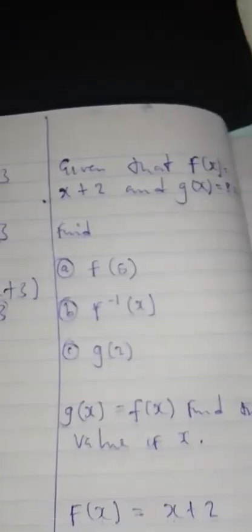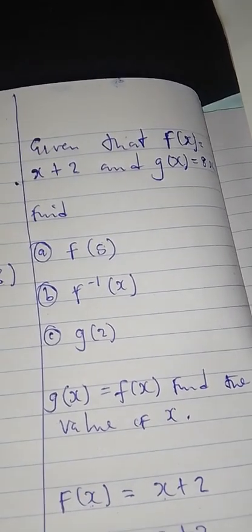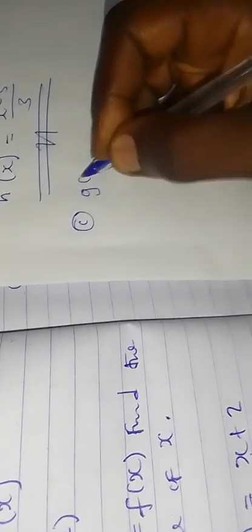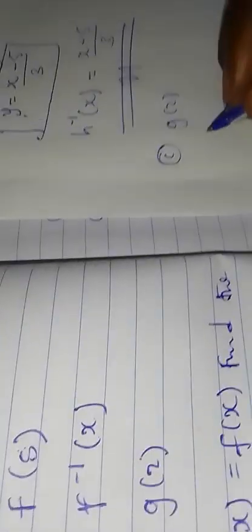Okay, so we have solved A and B. Now let's solve C and D. C is telling us to find the g of 2. Now what is the function of g? So the function of g is simply what?